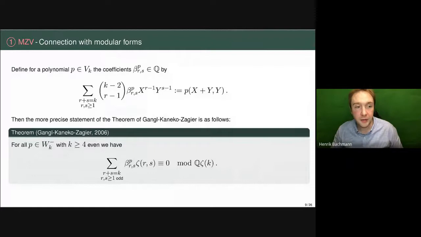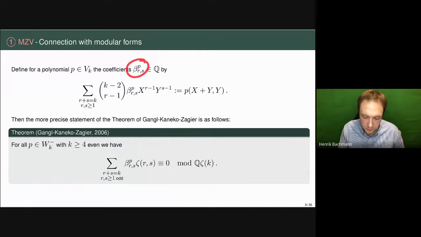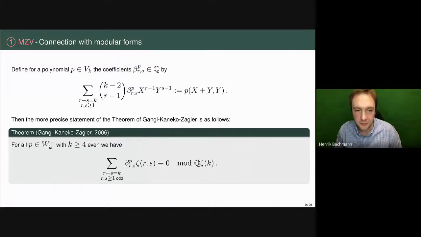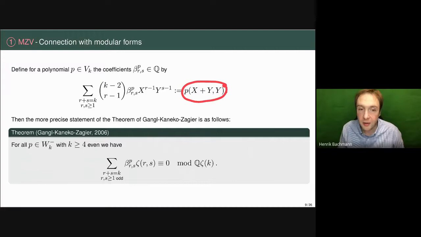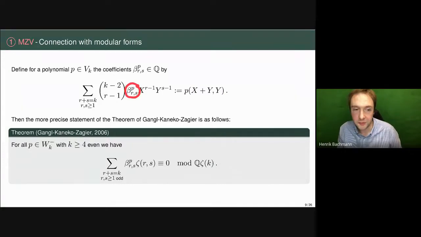Okay, thanks. And now if I have an arbitrary polynomial P, again in this V_K, meaning homogeneous of degree K minus 2, then to this I want to assign a collection of rational numbers by making this change of variables here in this polynomial. And this will be, again, a polynomial. And then I will pick these coefficients out of this polynomial here. Yeah, this gives for a polynomial P a collection of rational numbers, which I call beta_P(r,s), where r plus s adds up to the weight K.